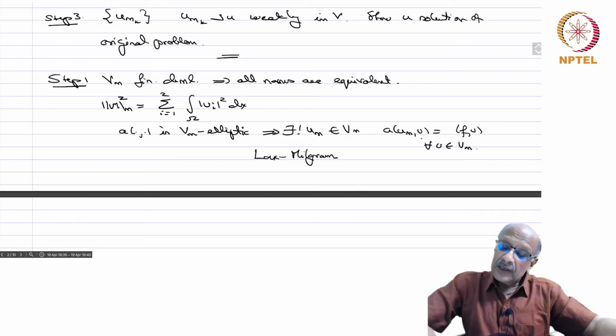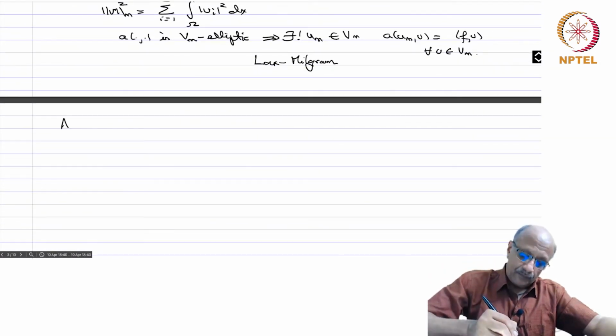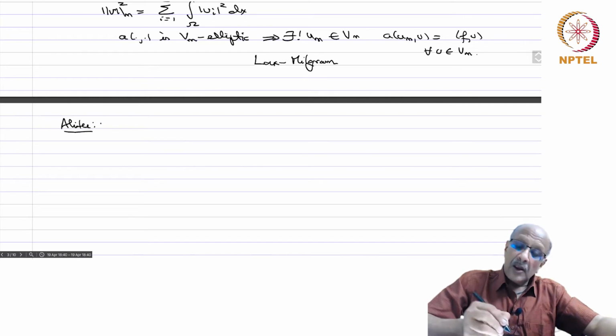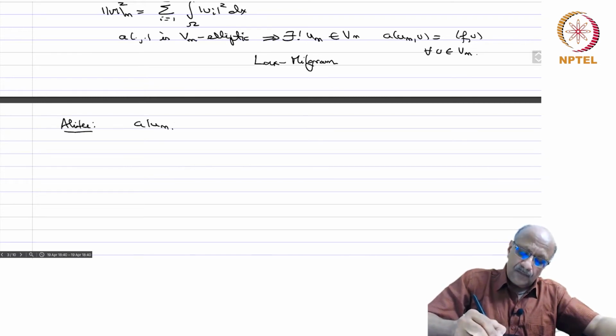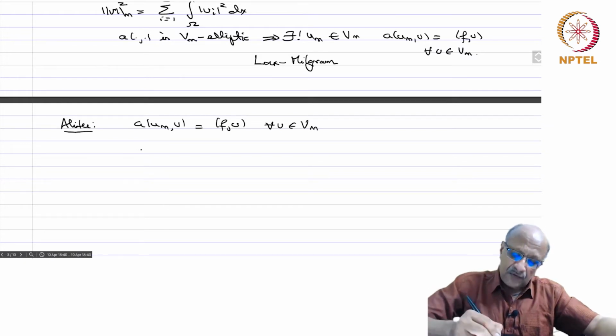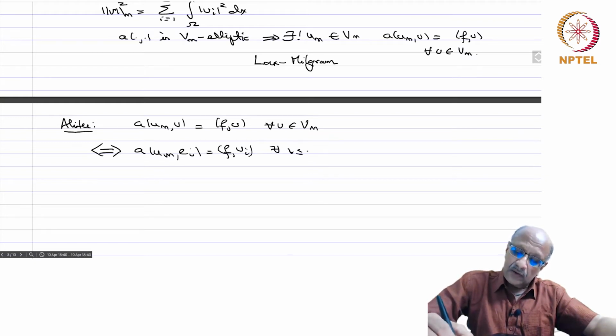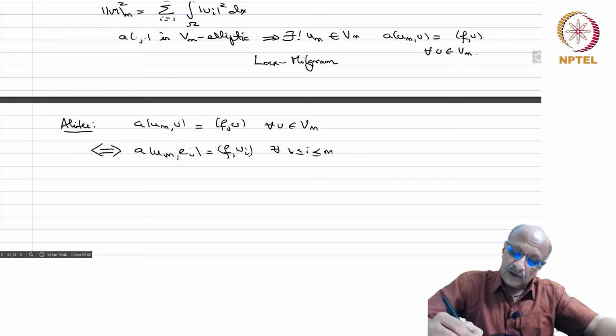If you write out this equation, you have to write it out for each basis function. So, I will just give you an aliter. You want to solve A(u, v) = F(v) for every v in V_m. This is linear in v, therefore it is enough to check for the basis elements. So, this is A(u, e_i) = F(e_i) for every i, 1 ≤ i ≤ m.